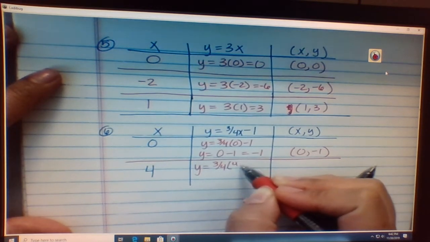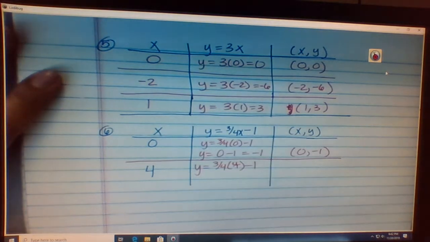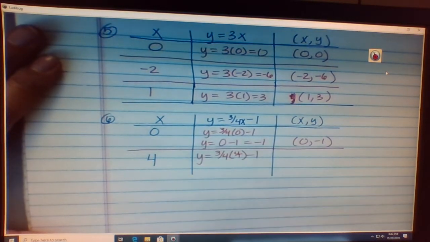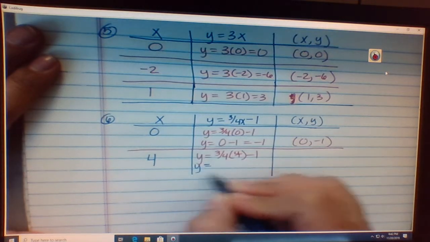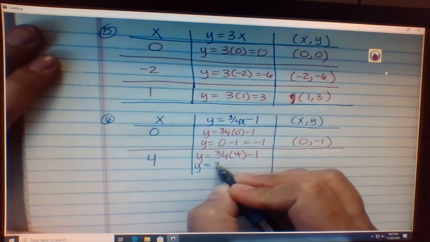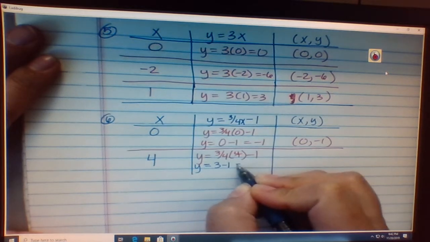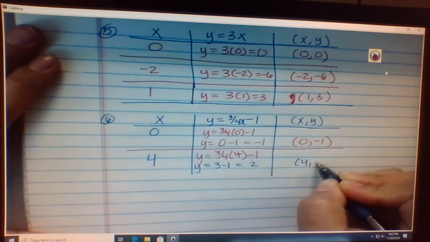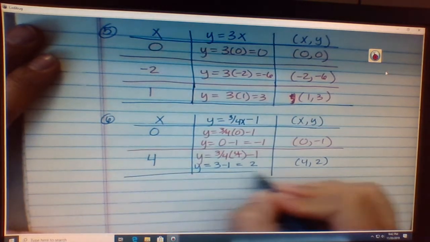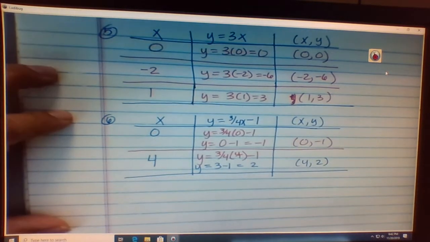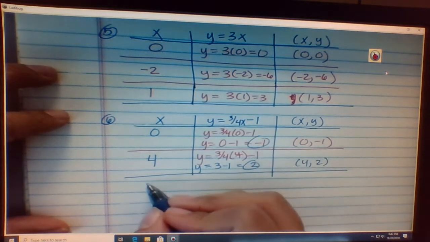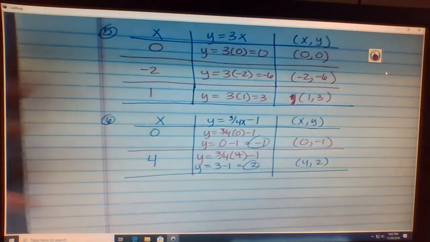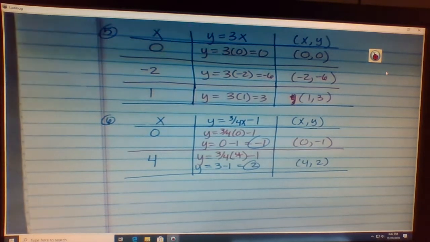So we have y equals 3/4 times 4 over 1 minus 1. What is 3/4 times 4? This is a 3 minus 1, which is a 2. So I have a 4, 2. Which number do you want to use next? -2? You cannot use a -2. Remember, who's your denominator? 4. So you could use a 4, 8, -4, or -8.